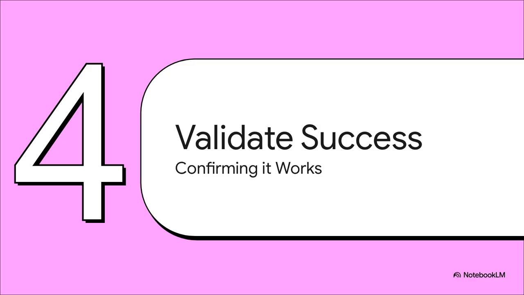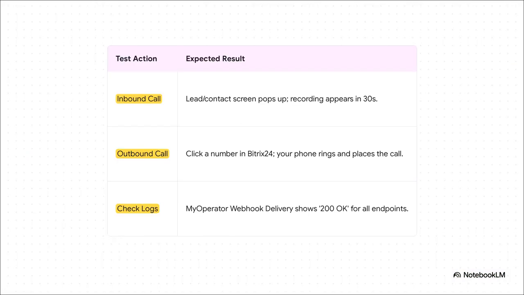Now for the fun part. Let's make sure it all works the way it's supposed to. We'll run a few quick tests just to be sure. Here's a super simple 3-part checklist. First, try an inbound call. Just call your MyOperator number from your cell phone and watch for that contact screen to pop up in Bitrix24. Next, test an outbound call. Find a phone number in Bitrix24, click it, and your desk phone should ring and then connect you. And finally, for peace of mind, just take a quick peek at the webhook delivery logs in MyOperator. If you see a 200 OK status everywhere, you're golden. The two systems are talking perfectly.